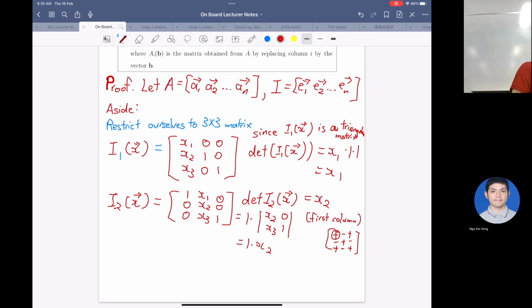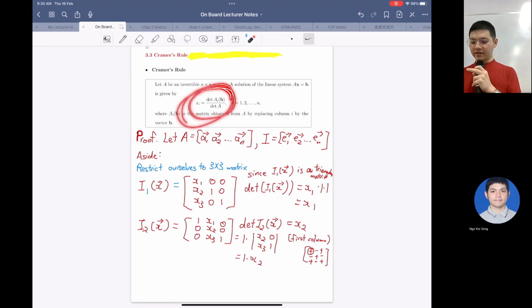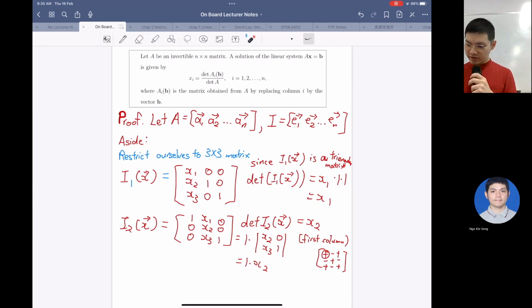So in general, for n by n cases, you can use a similar argument to see that the determinant of I_i(x) will read out x_i. This is how x_i appears in this determinant story. From here, let's see how we put these things together and then try to find this x_i. So far so good? Now we realize x_i as the determinant of some matrix already.